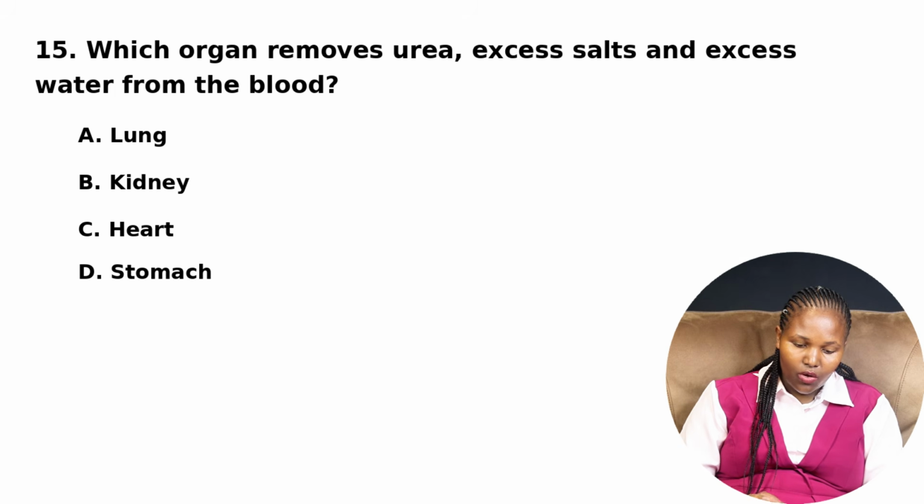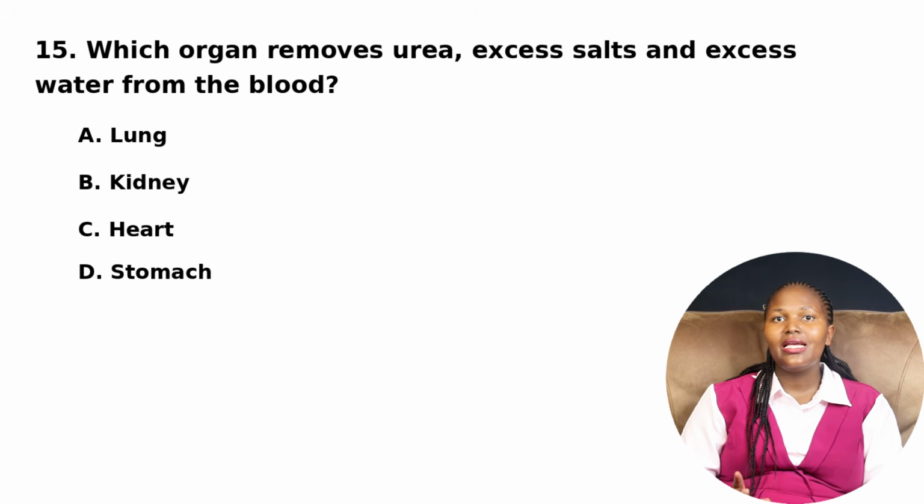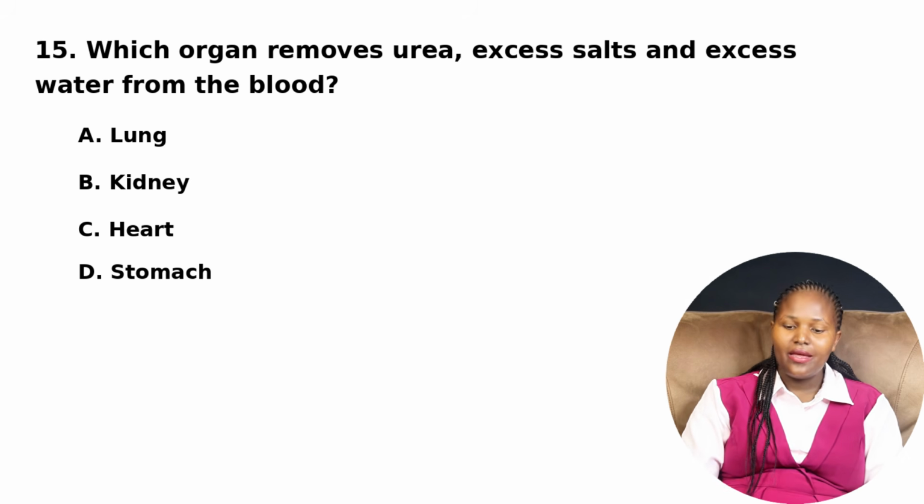Question 15. Which organ removes urea, excess salt and excess water from the blood? Lung, kidney, heart or stomach? That is the kidney. The kidney is the one that removes urea, excess salt and excess water. That is the work of the kidney, because kidneys filter blood to form urine. That is what we call urine. The urea, the salts, the water, they are removed through urine.